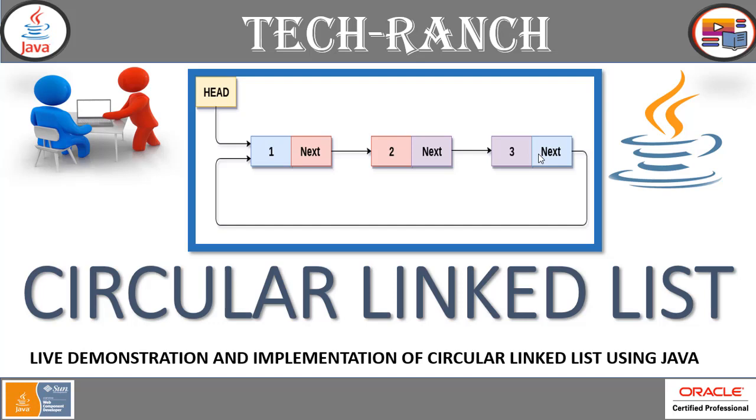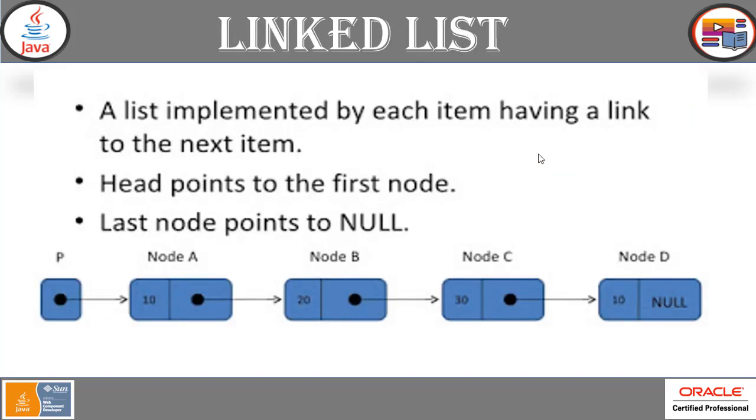Now, before we get into the actual implementation of circular linked list, let's see what is actually a circular linked list. And before that, let's just revise what we have learned about a linked list in the previous session. Linked list is a type of data structure where a list is implemented by each item having a link to the next item. This type of data structure is maintained by nodes, and each node is divided into two parts. One is called a reference and another part is called data. So as you can see, the 10 is your data and this is the link, or called a reference.